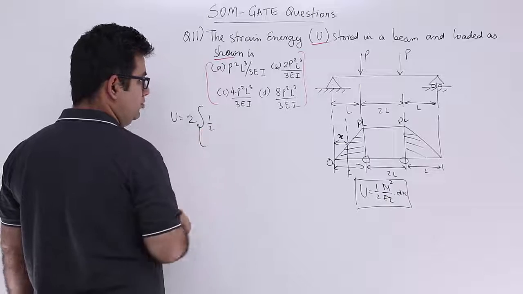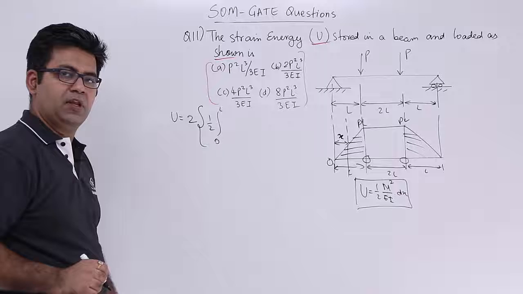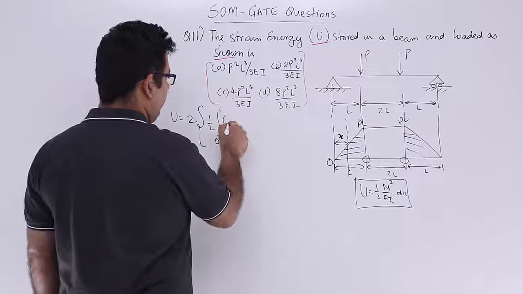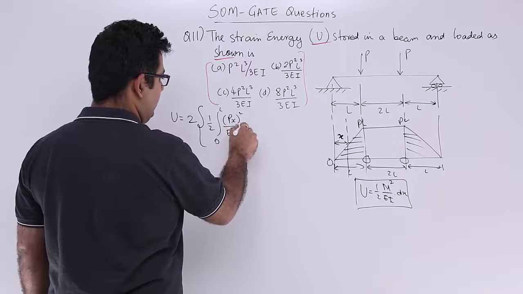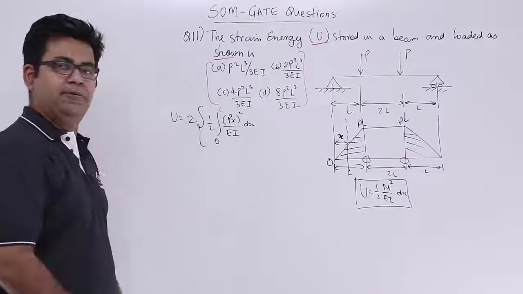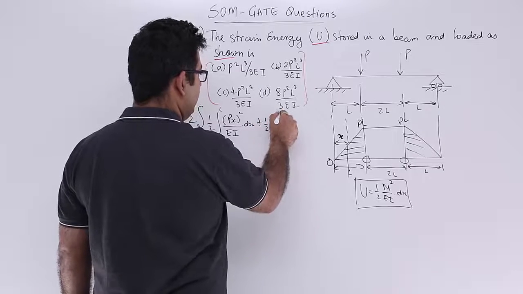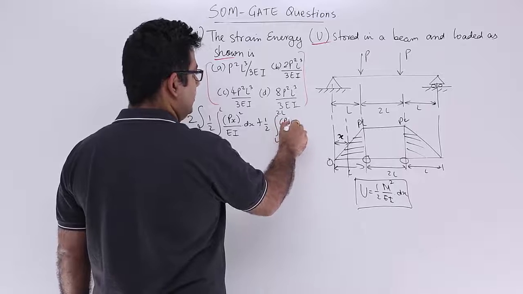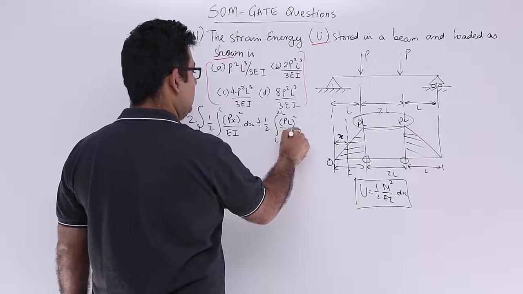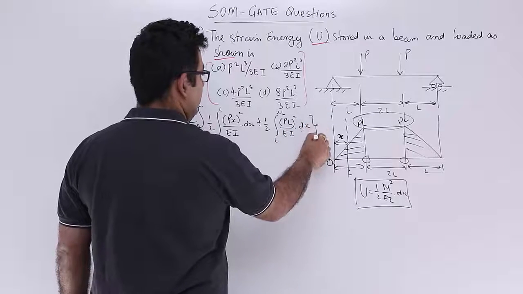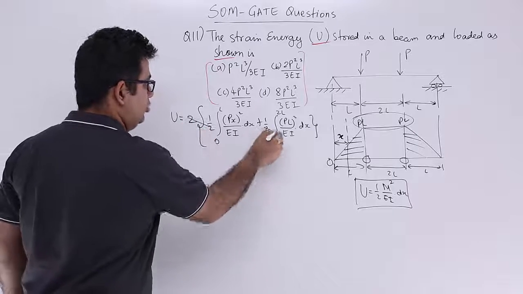You'll have 1 by 2 into the integral. This is for the section 0 to L, where the bending moment would be P into x, whole square upon EI dx. Next is the section L to 2L, wherein the bending moment is constant throughout, PL, so PL whole square upon EI dx. This is the equation that I'm going to use. So I can strike off 2 and 2.